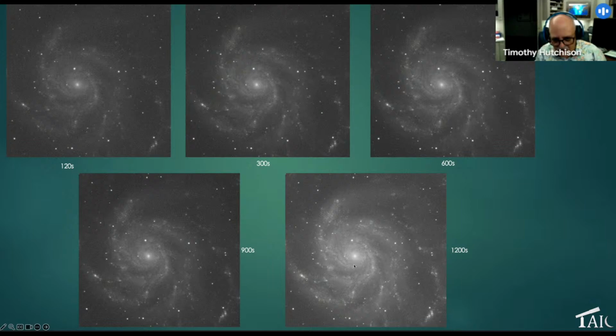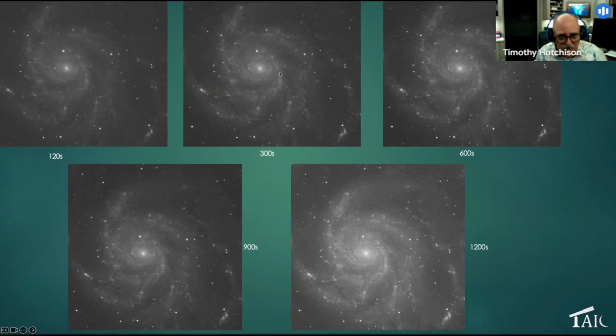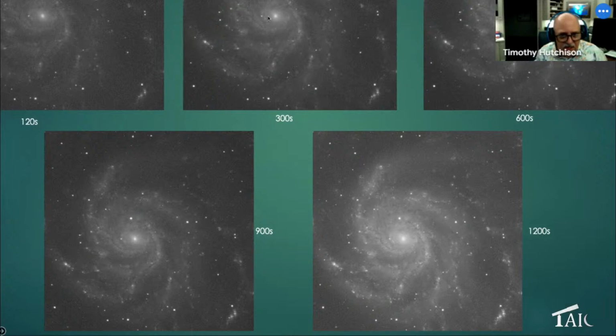This is M101, obviously. Much more detail in the core of the galaxy than I even have at 900 or even falling down to 300. Look at the difference from here to here, right? This is all because these are all single exposures. I didn't do any dark frame calibration, no flat calibration, nothing like this. This is straight out of camera.